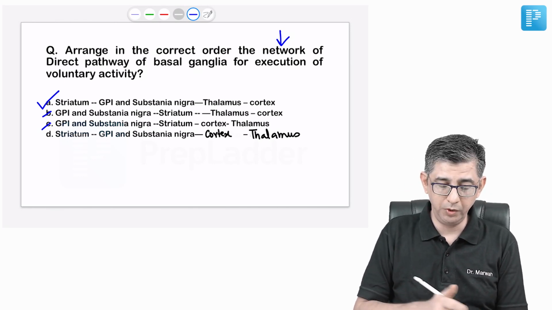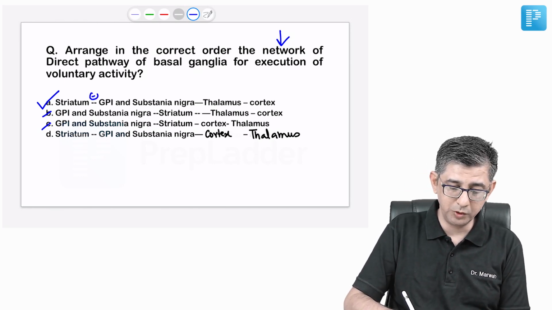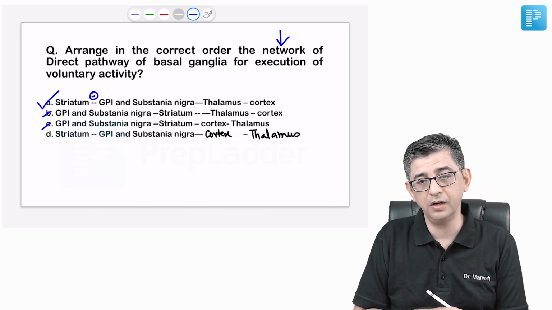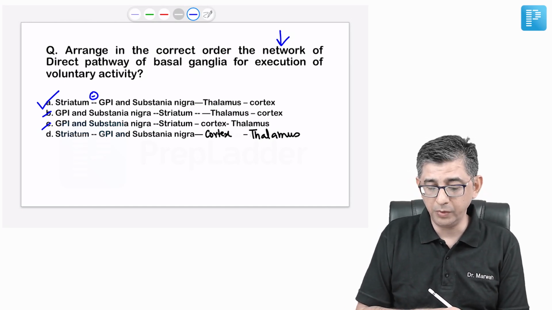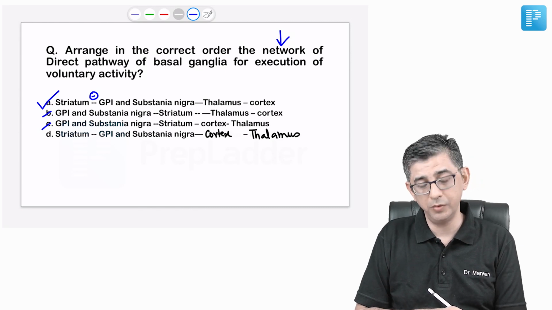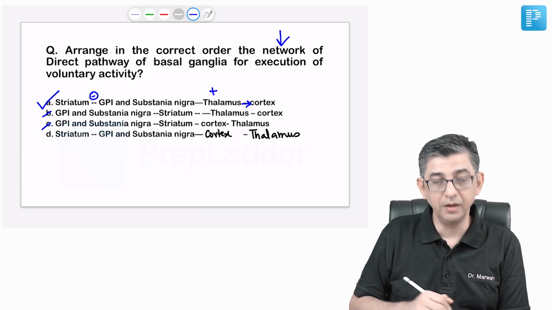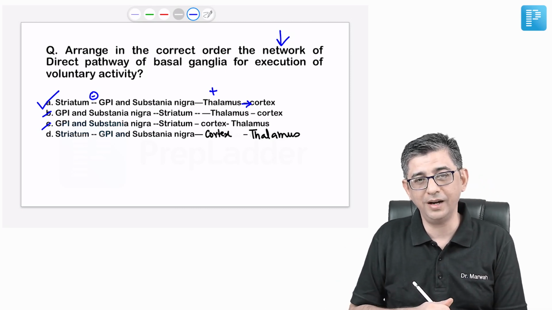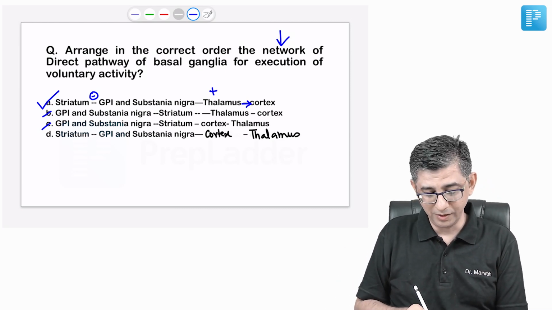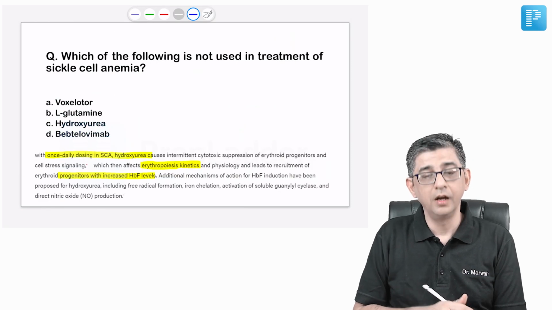Striatum, then there's going to be inhibition with respect to globus pallidus interna and substantia nigra, and this in turn will be inhibiting the inhibitory impulses to the thalamus. So there would be final stimulation of the thalamus, and well, voila, there is a mechanical activity occurring in the patient. The correct answer to this is A.